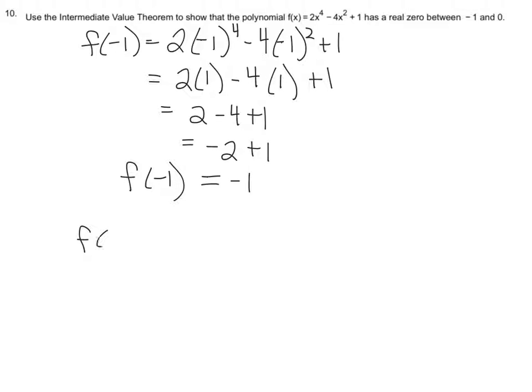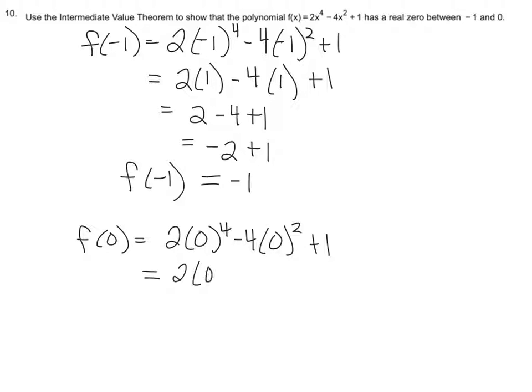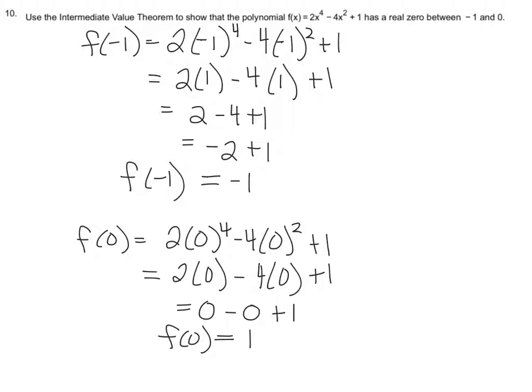Now I'm going to find f of 0. And I'll just substitute a 0 wherever I see an x in the original problem. And then we have 0 to the 4th power, which is 0, so that's 2 times 0, minus 4 times 0, plus 1. And this becomes 0 minus 0 plus 1. And f of 0 equals a positive 1.